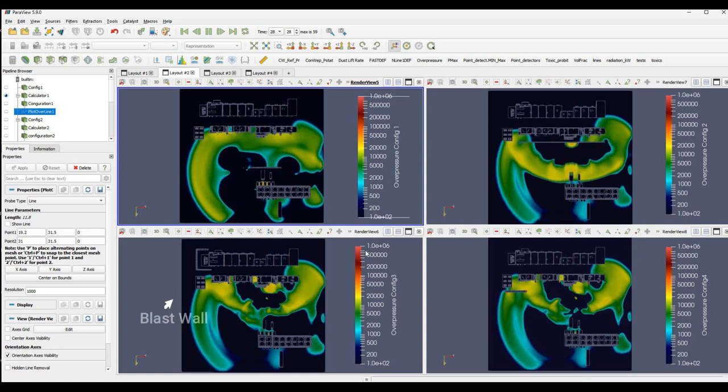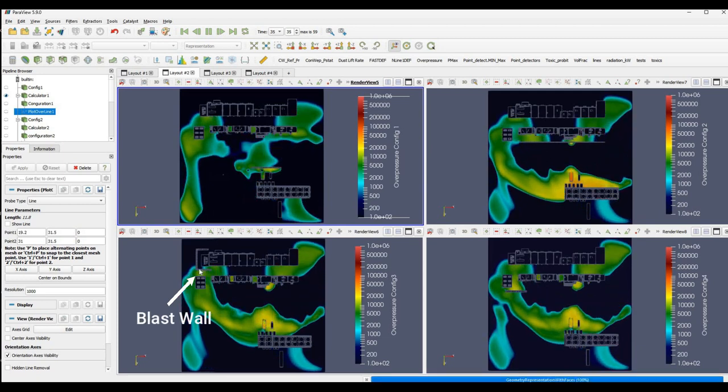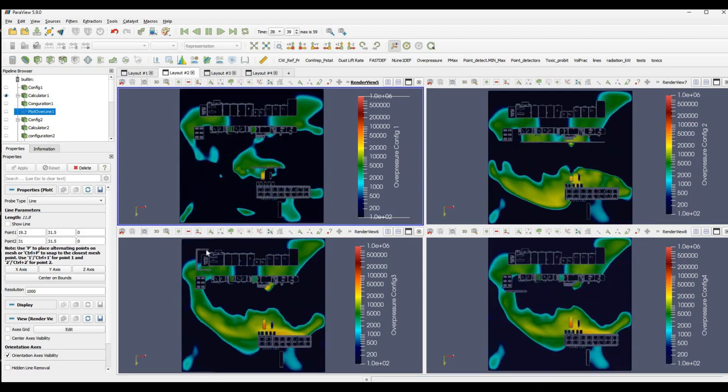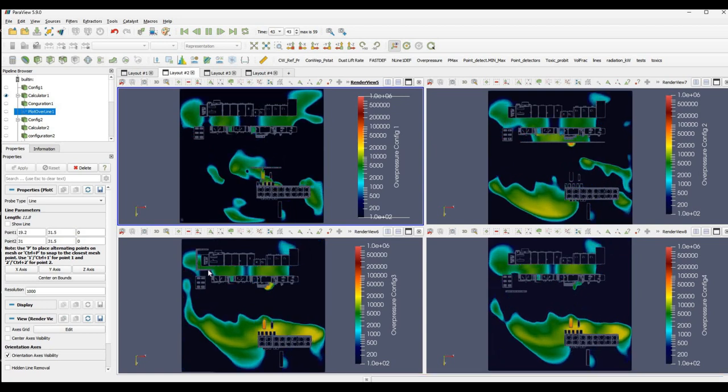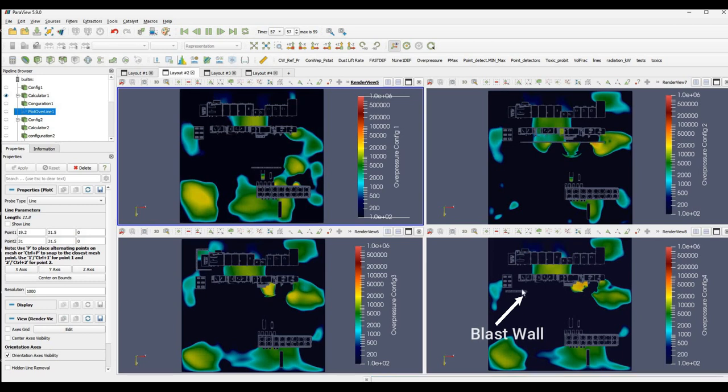In the third case, we focus the blast wall on the shelter here. So this is configuration 3 with a blast wall almost wrapping around the shelter. And in the fourth case, we just have one over here.